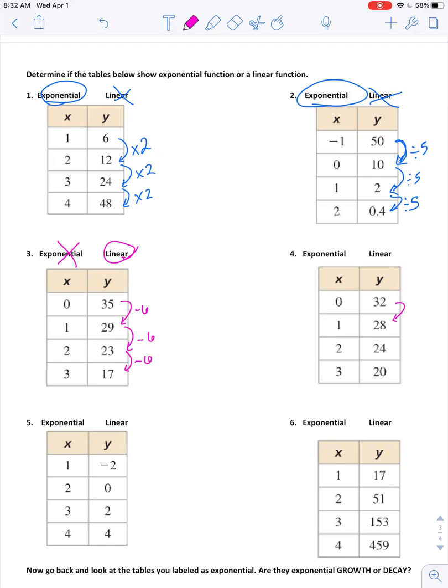All right, let's try number 4 here. So again, really not worried about that left column too much. 32 to 28. I could subtract 4. Does that pattern still hold? 28 to 24. That still seems to work. And 24 to 20. All right, that is great news. Our pattern worked for every single one of these. So if I'm subtracting or adding the same thing every time, it'll be a linear function, which means it's definitely not exponential.